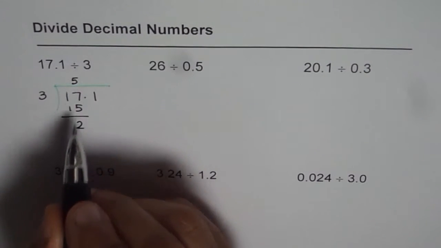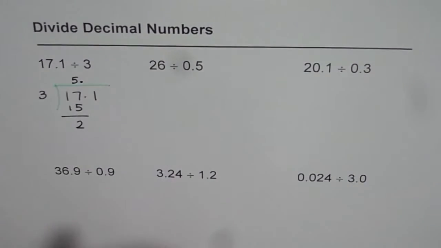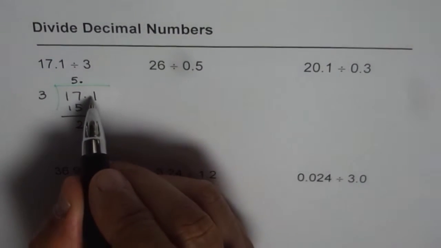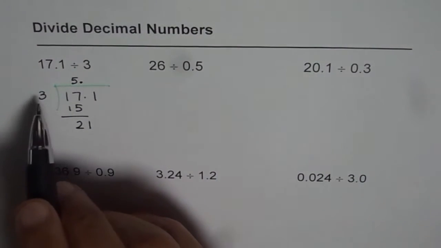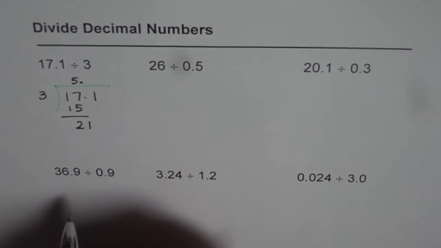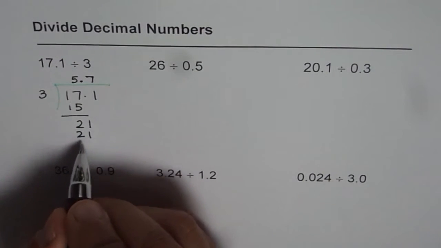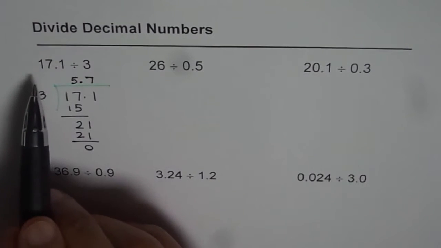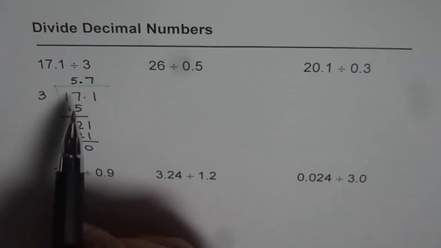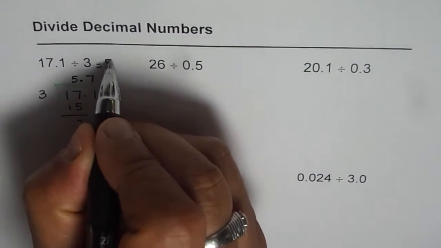Now we have a decimal here. So first thing is we should put decimal after 5. So that is the method. And let's bring down 1, right? No need to write decimal at this stage. 3 times what is close to 21. 3 times 7 is exactly 21. So we can write 7 here. 3 times 7 is 21 and the remainder is 0. So what we get here is that 17.1 divided by 3 is indeed equal to 5.7. So we get our answer as 5.7.